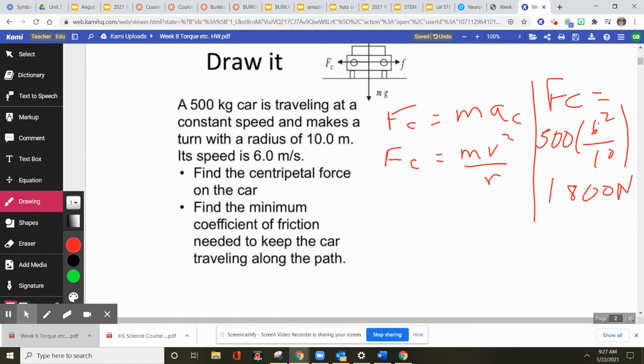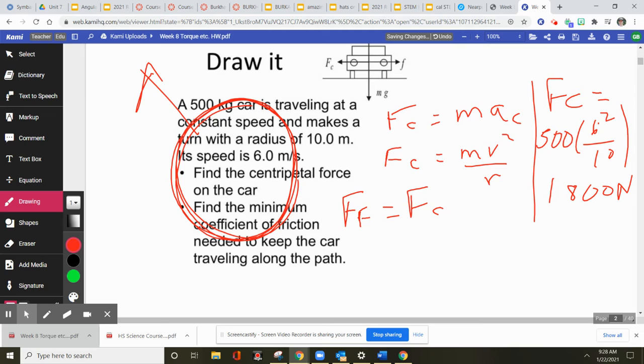So the next part's a little trickier. The minimum coefficient of friction needed to keep the car traveling along the path. So the car is traveling around like this. It's curving, right? So there's some force keeping it from sliding off the road. And that force is friction. So that force of friction is creating a centripetal force. Anytime you go in circles, you experience a centripetal force, but it's always created by another force.